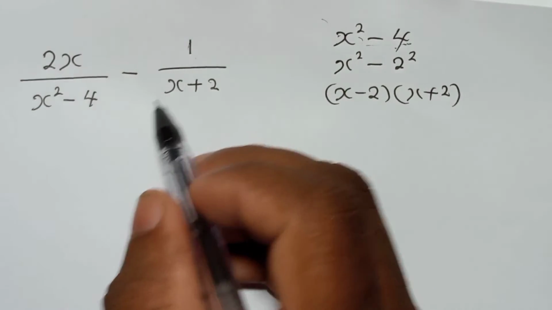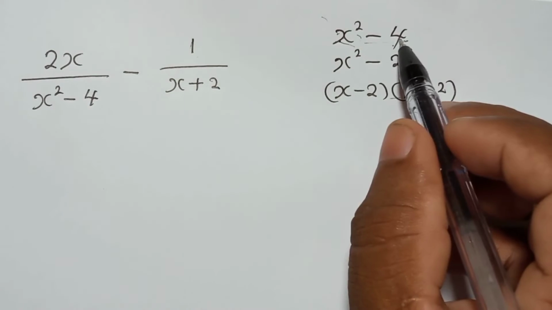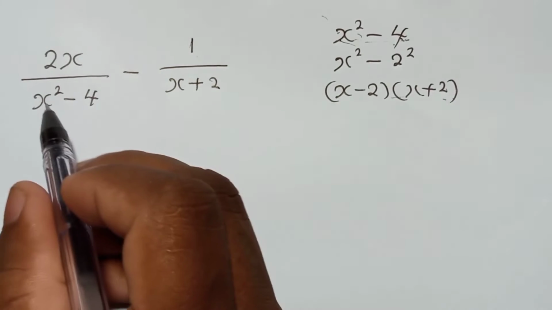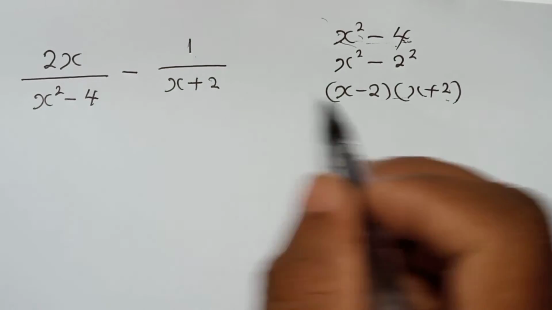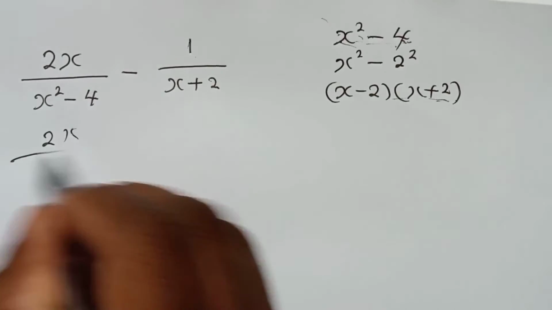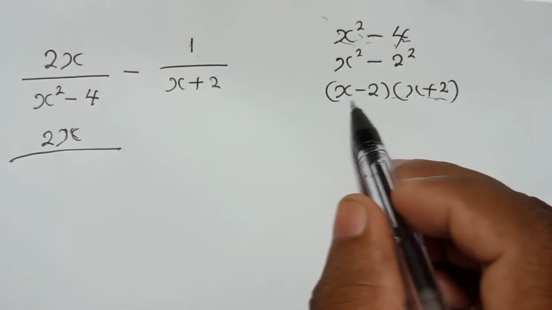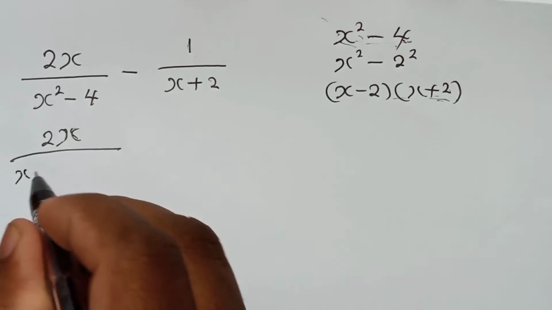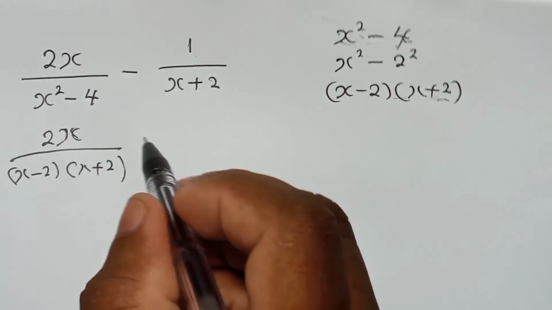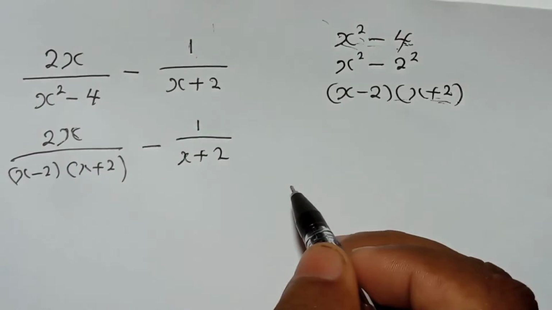Anyway, now for this one we can replace it with this answer, because this is equal to this. That's the basic idea. So I will not write x squared minus 4; for that I will write x minus 2 and x plus 2. Then in this part, the same way, I will write x plus 2.